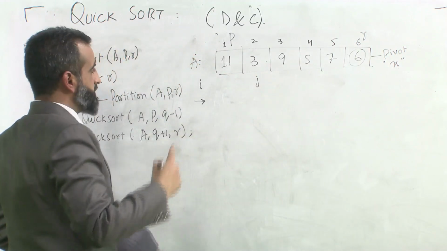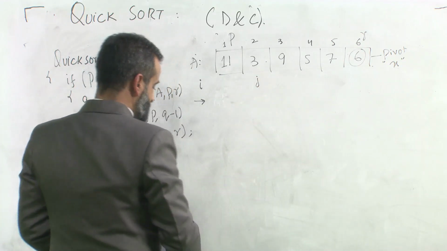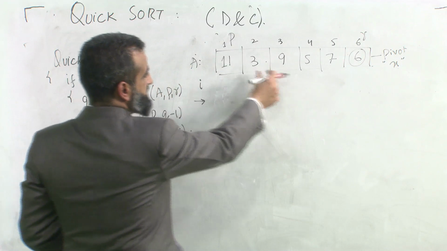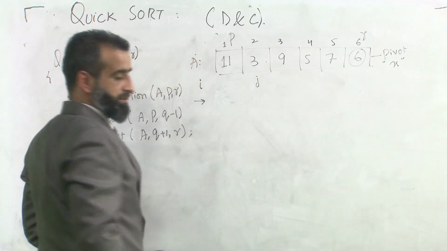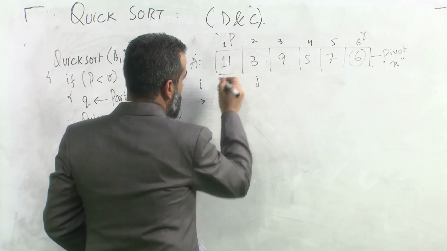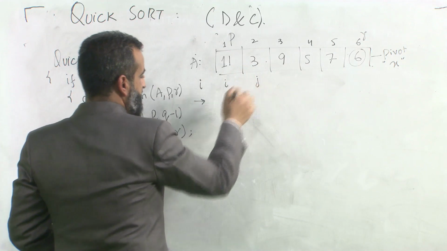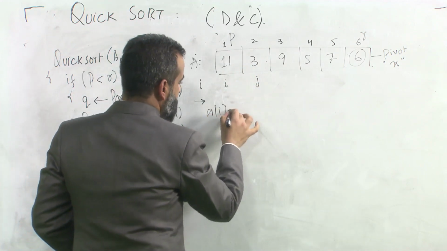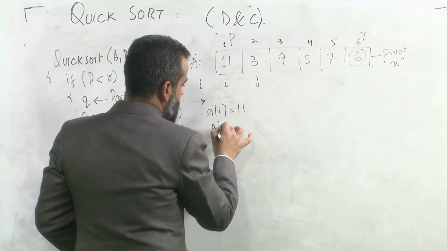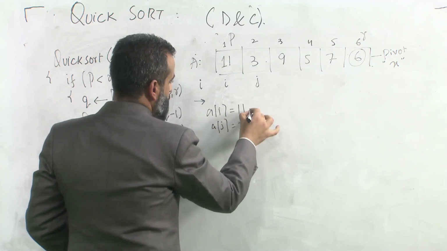The loop will increment J by 1, and I will make the necessary comparison. Now 3 is compared to 6. The condition happens to be true, so we will increment our I by 1 and make the swap between A of I and A of J. A of I contains an 11, and A of J contains a 3, so we will make the necessary swap between the two.